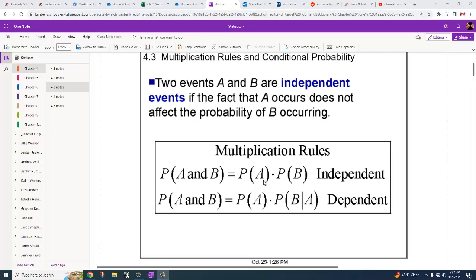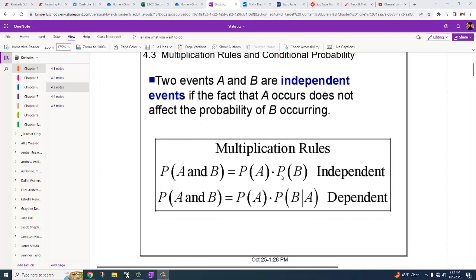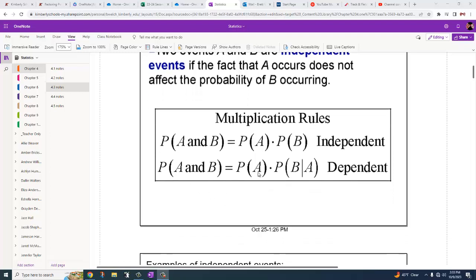So if they are independent, then all we have to do, the probability of A and B happening is the probability of A times the probability of B. However, if one depends on the other, then the probability of getting A and B is the probability of A times the probability of B given A, and this bar here means given that A has already occurred.